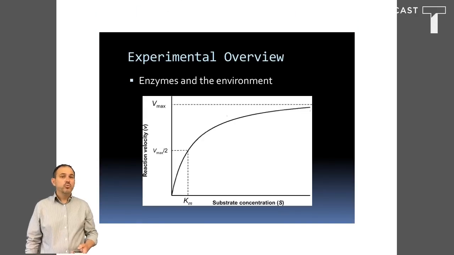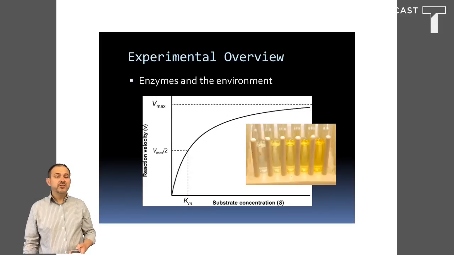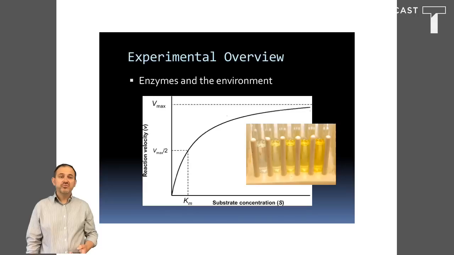In addition to this, we've talked about earlier how enzymes are affected by their environment. And one of the relationships we covered was that of substrate concentration. And we know this Michaelis-Menten saturation curve shows that relationship. So what we're going to do is we're going to expose our lactase enzyme to various concentrations of the substrate and see what happens.